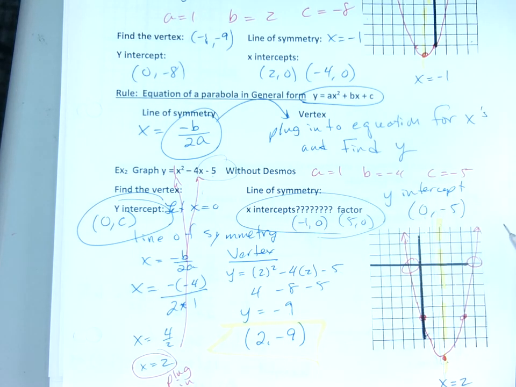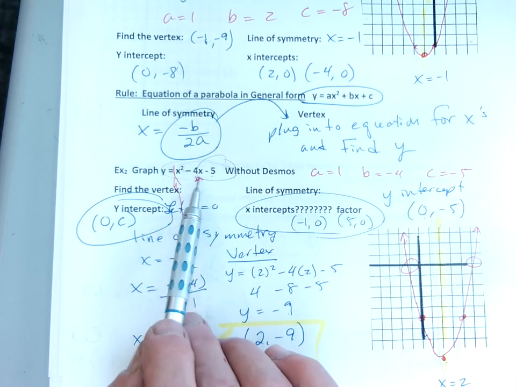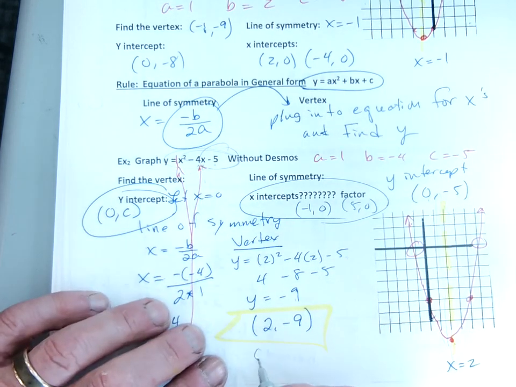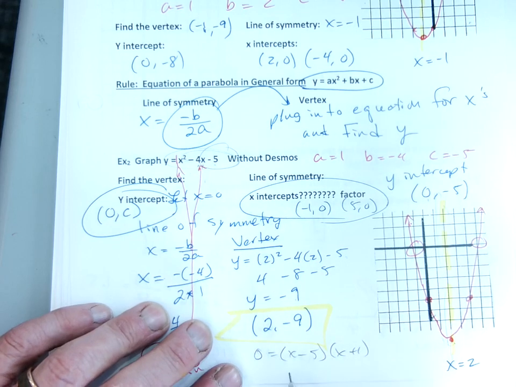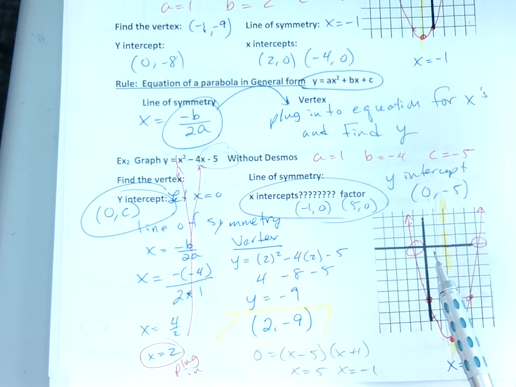Now, we can find the x-intercepts by factoring. Now, I haven't talked about factoring yet, but we can factor it into 0 equals x minus 5 times x plus 1, or x equals 5 and x equals -1. But we haven't learned that yet, so we're just going to go to guessing. So I guessed it, 5 and -1.